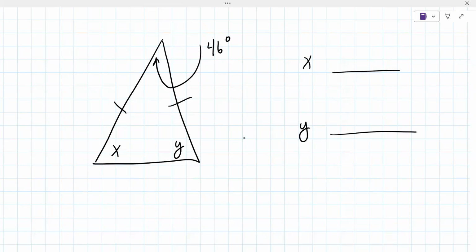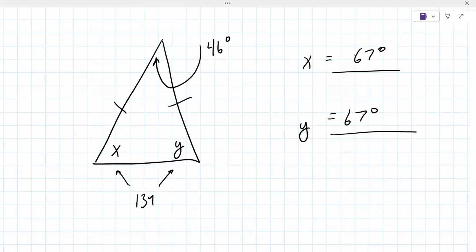It's 180 minus 46. Okay, so I get 134. That's the missing angles, and what do you know about X and Y in this? Well, they're the same. That's right. So that 134 is split between them. So that would be times two. Wait, no, divided. Divided, yeah. It's 67. Very good.